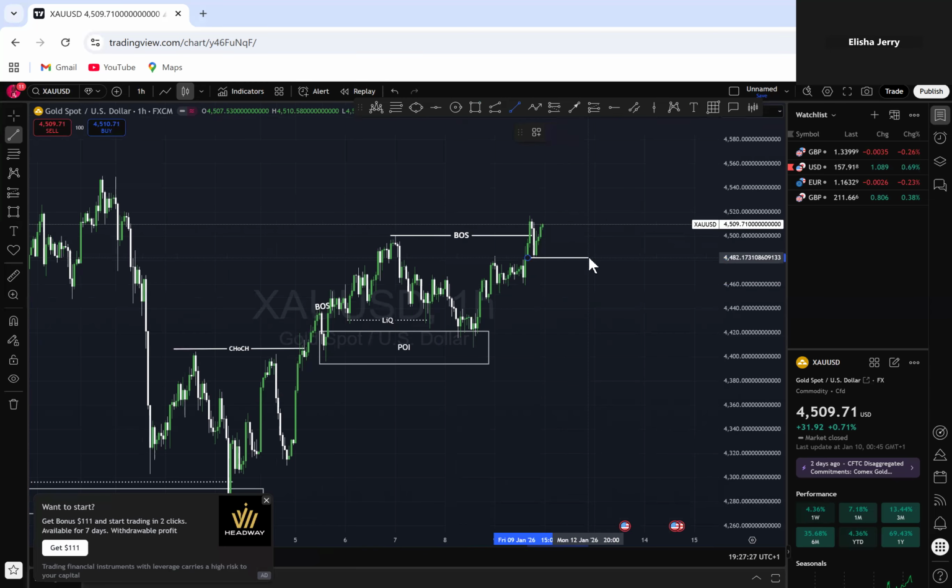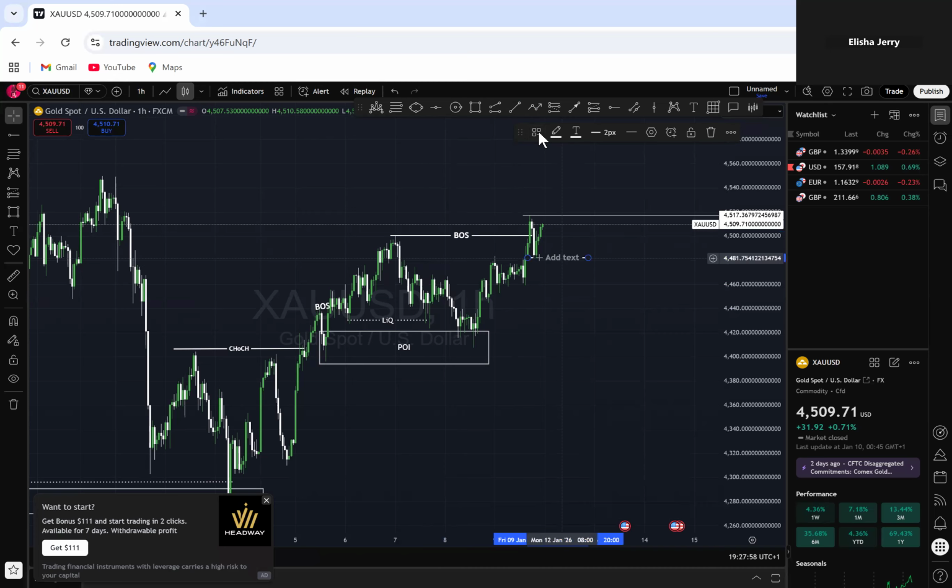I tried to advise those who I gave this buy to actually make sure they take their profits here. Or if the market opens around 11 or past 11, they should close their trades and expect a dump, right? So we have the break of structure, which is actually the last break of structure we have here.